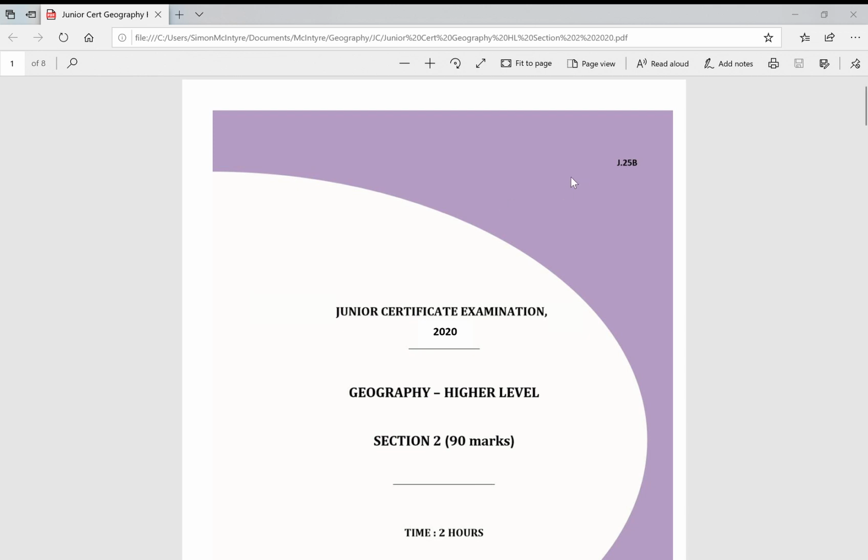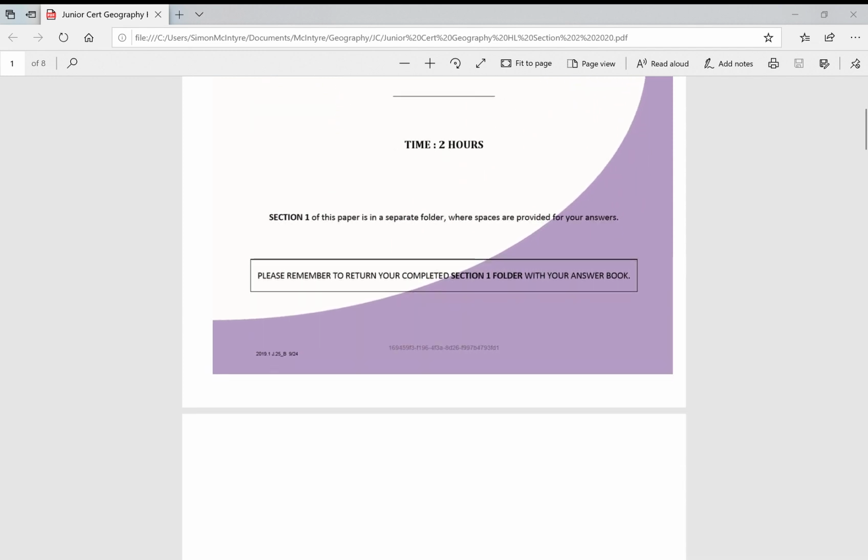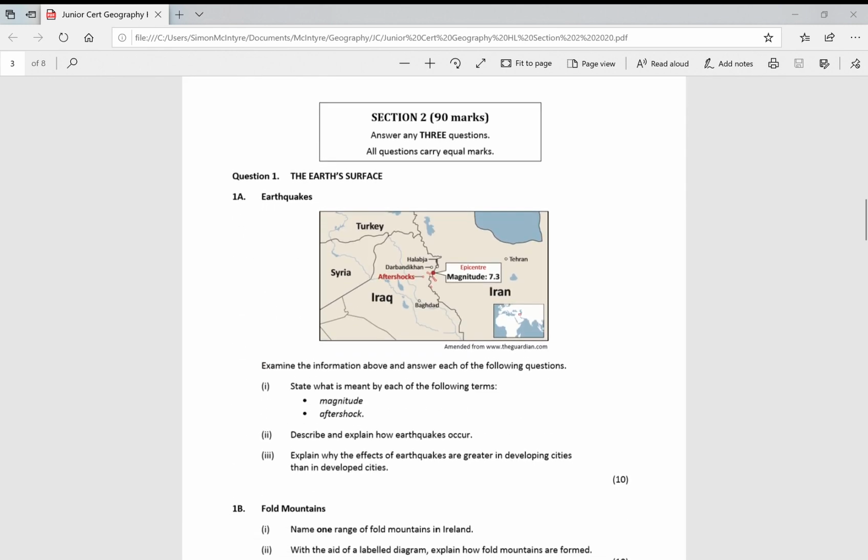Okay, Junior Cert 2020 Geography Higher Level Section 2 is 90 marks. So this is Section 2, 90 marks. Answer any 3 questions and all questions carry equal marks. Question 1, the Earth's surface.